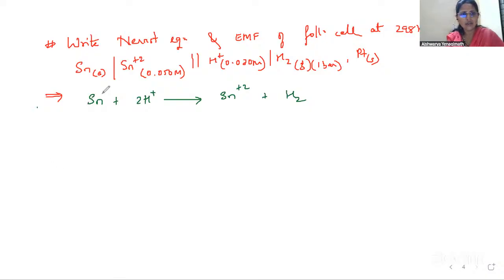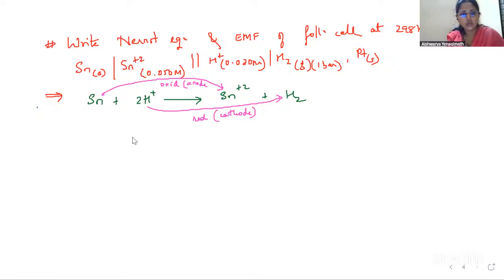Now see, Sn solid is becoming plus 2. Loss of electrons is oxidation, this will occur at anode. H plus is becoming H2 by gaining electrons. Gain of electrons is reduction. This will happen at cathode. H2 we know. Okay, so let us solve it out.